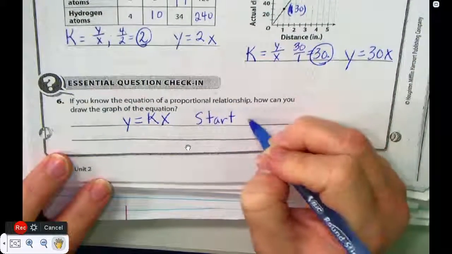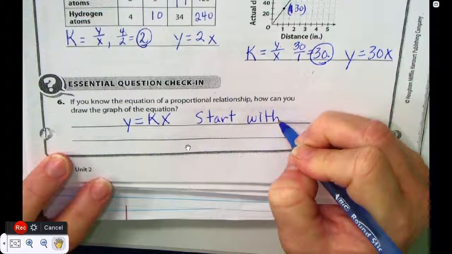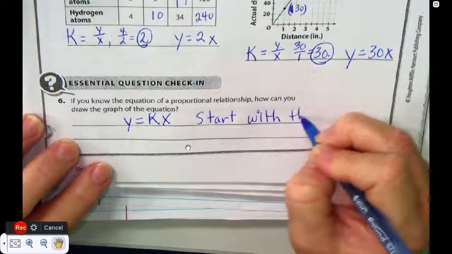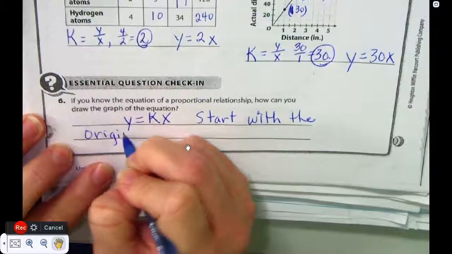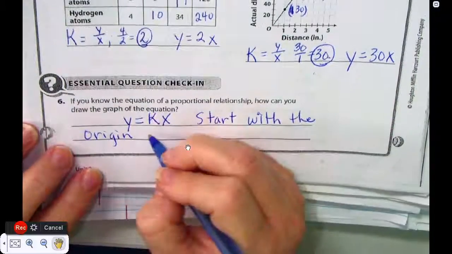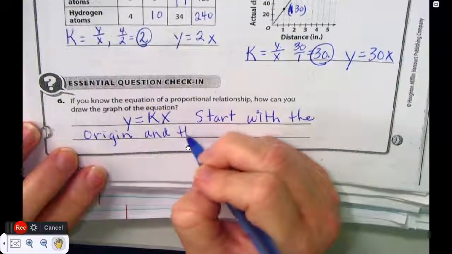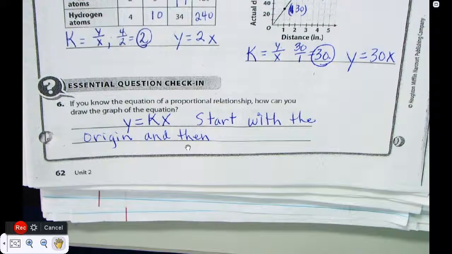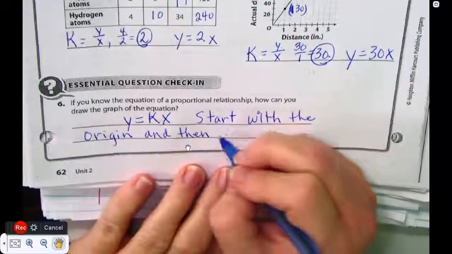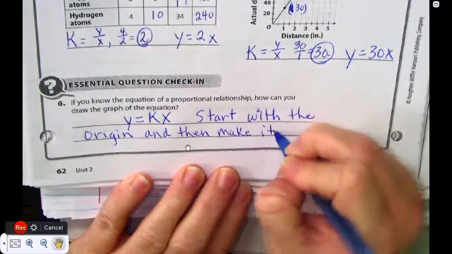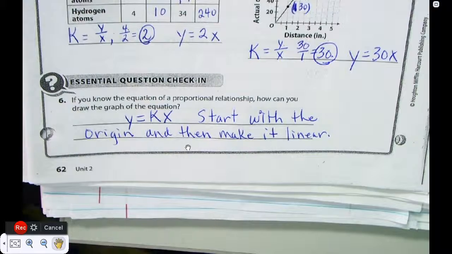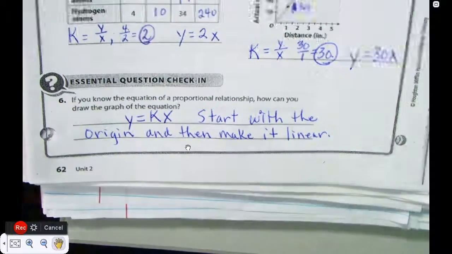Start with, who said 0, 0? Good, good. Start with, and let's put the origin. Let's use the algebra word. Start with the origin, and then what? Make it linear. You're going to start with the origin. There's going to be a point that goes to the origin, then you're going to make it linear.